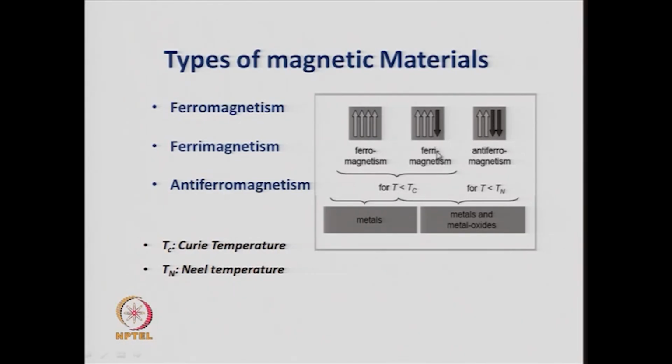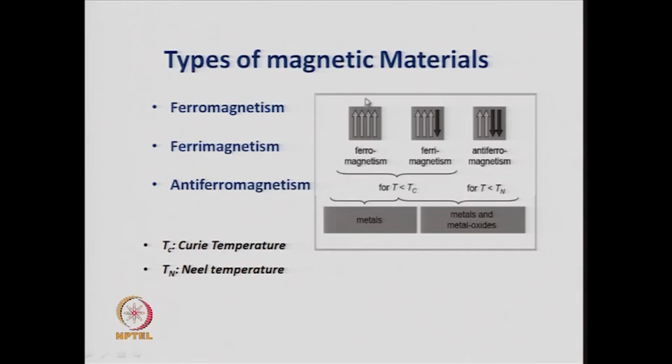In ferrimagnetism, it is like antiferromagnetism, except that the magnitude of the moment in one direction is much more than the magnitude of the moment in the other direction. Hence, in the antiferromagnetic case the moments nearly cancel and the effective moment is nearly 0, but in this case the effective moment can be much larger. So, this is ferrimagnetism, and this is antiferromagnetism.